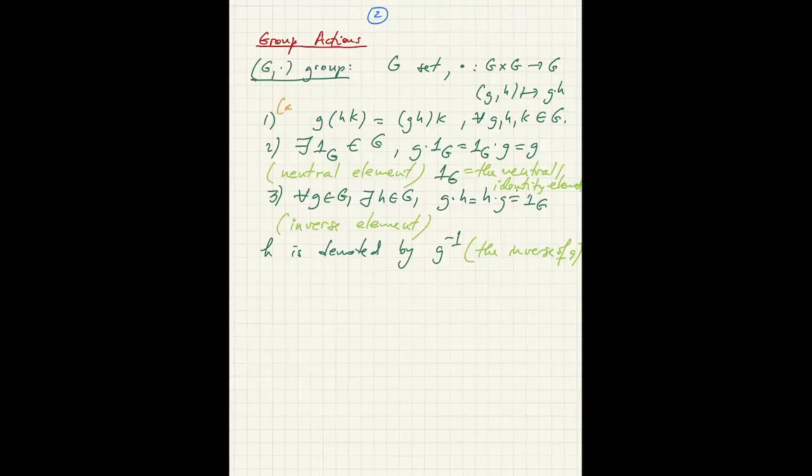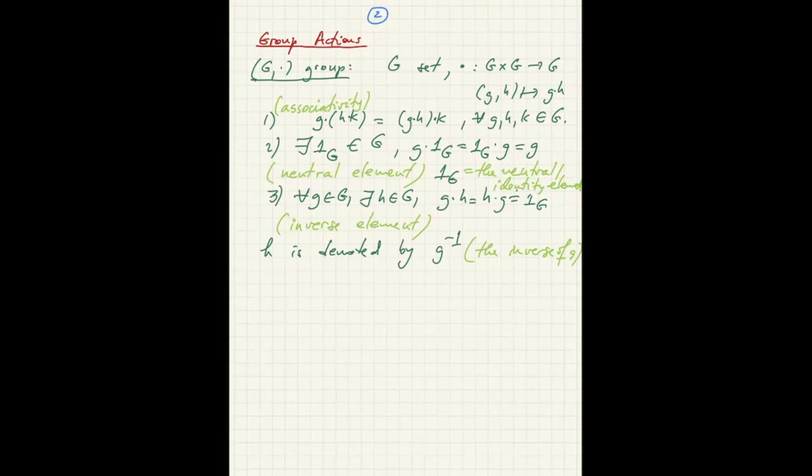This operation is associative. So the first property is associativity: G times H times K. It doesn't matter the way we put the brackets around them, we can calculate it either as G times H and then times K, or we can calculate it as H times K, and we multiply to the left by G.